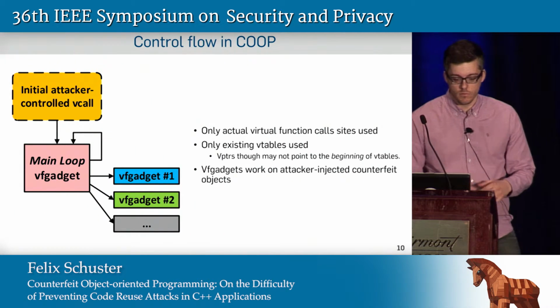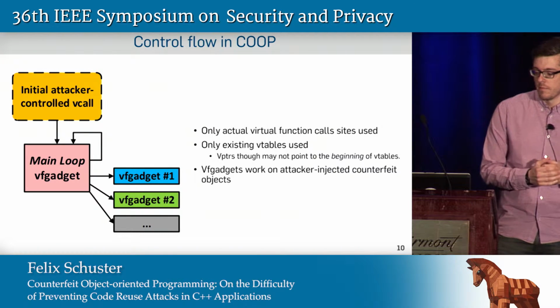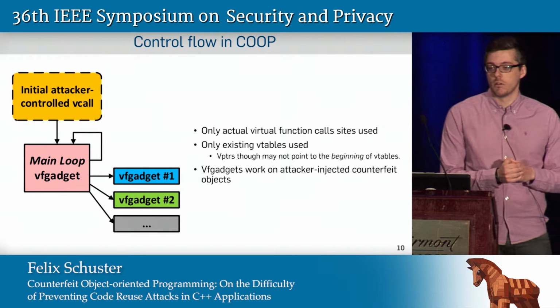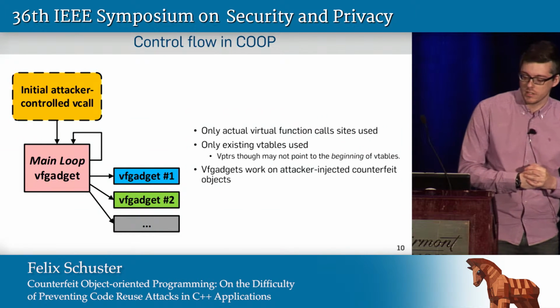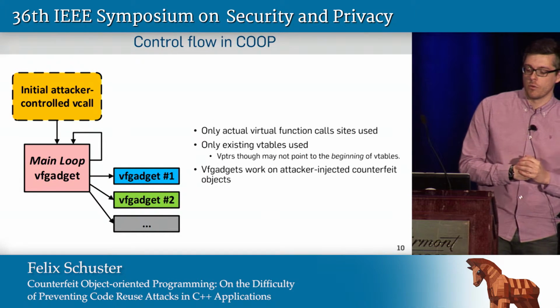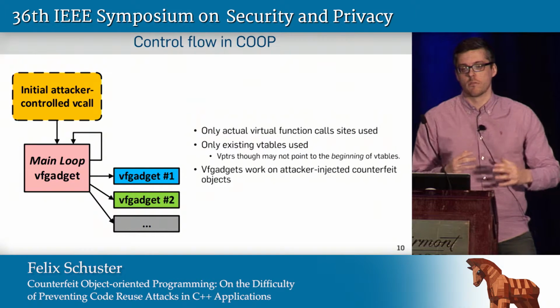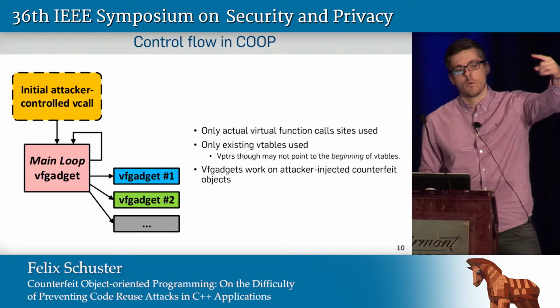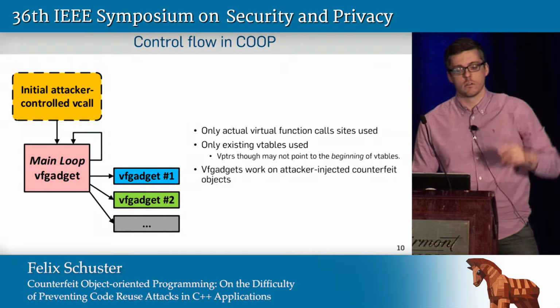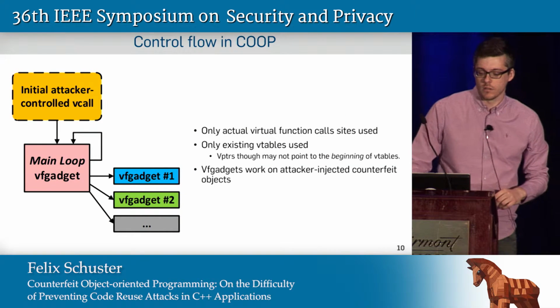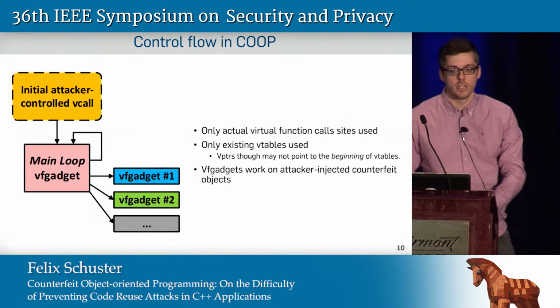So the control flow in a COOP attack looks like this. First, we have the attacker-controlled vcall, because the attacker overrode the vptr of the C++ object, and the attacker then branches to a main loop gadget. And from this main loop gadget, we invoke the actual vfGadgets that we want to execute in order to program or to have our malicious computation executed.